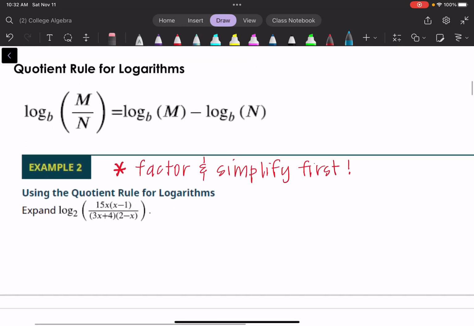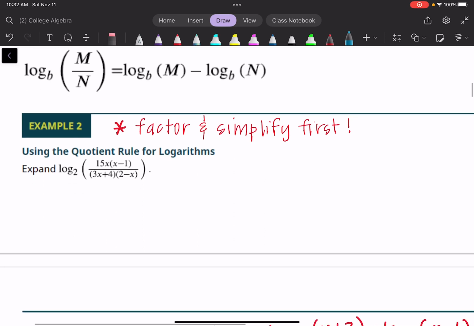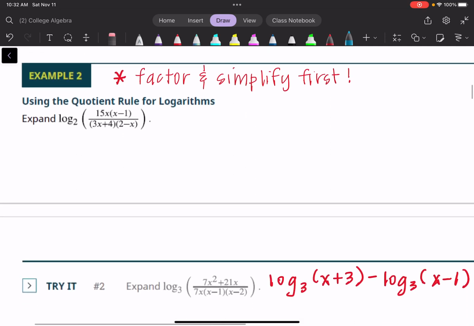The quotient rule for logarithms follows similarly from the exponent rules. If we're dividing exponents, we just subtract one from the other, so it makes sense that we would subtract the logarithms as well. So something important to remember here is if you're applying the quotient rule, you do want to factor and fully simplify before doing that. And so let's expand this expression.